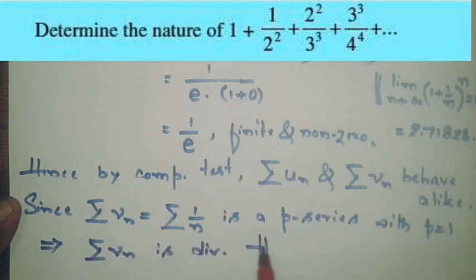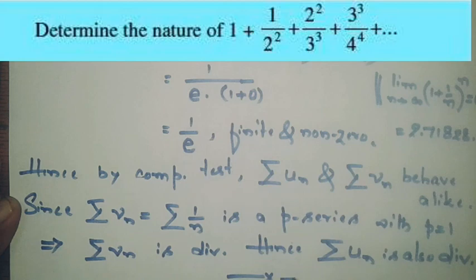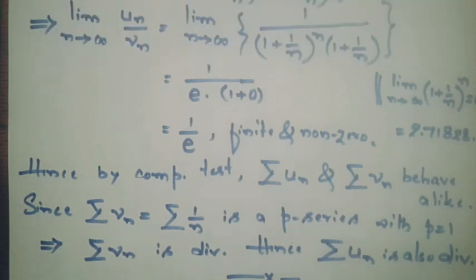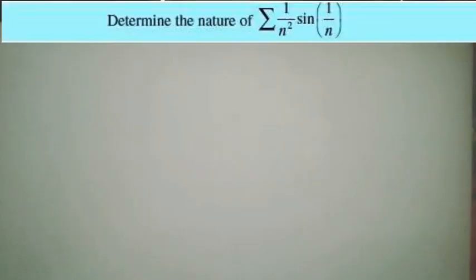Hence summation un, which is the given series, is also divergent. So we have established the result. This completes the solution. Let us consider one more example on a comparison test.